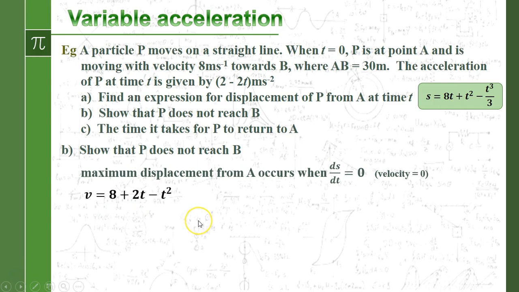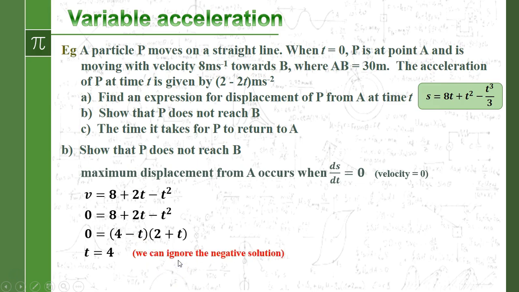So we've got ds/dt, which is that one, or velocity, which is the same thing, that thing there. We've got to put that equal to 0, do some factorising, and we end up with t equals 4. Clearly from this one here, we're going to get t equals minus 2. But in this particular context, we can't have time as a negative, so we can ignore that one completely. So we know that the maximum displacement occurs when t equals 4. So the next thing we're going to do is say, right, what is that displacement when t equals 4?